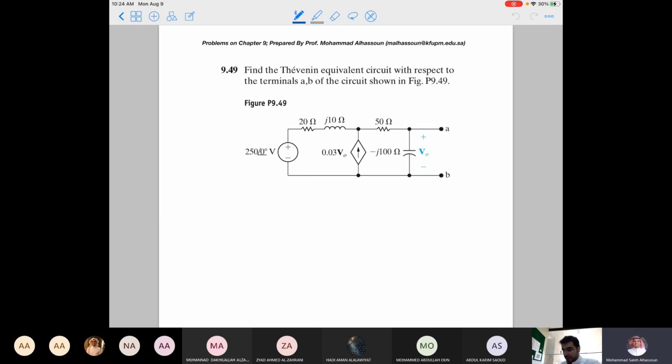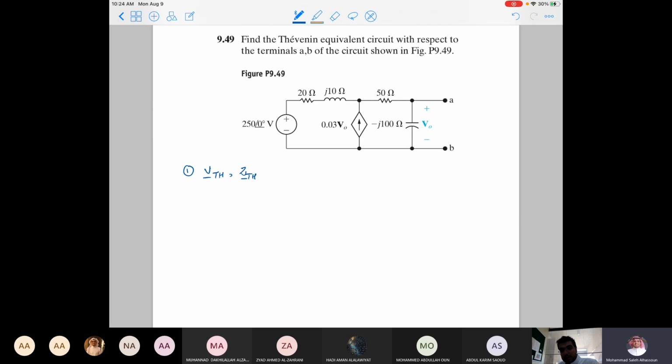So in this question, we're asked to find the Thevenin equivalent circuit with respect to the terminals A and B. Basically, what we are asked to find is V Thevenin and R Thevenin, or Z Thevenin. We're talking about impedance. Okay, so let's start with the V Thevenin. There are multiple ways of finding V Thevenin. So finding V Thevenin is equivalent to finding V naught, because clearly V Thevenin is equal to V naught. So let's start to find V naught.